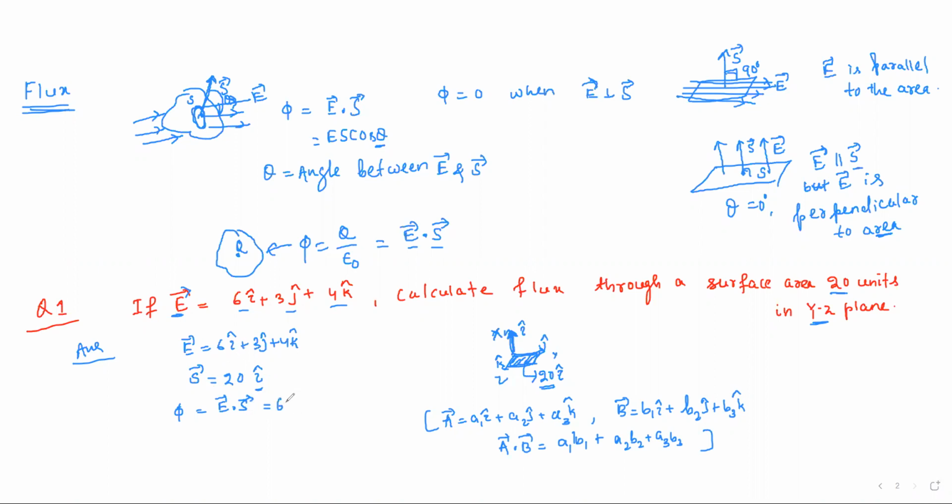So E vector dot S vector will be, in this case, 6 i cap plus 3 j cap plus 4 k cap dot 20 i cap. Here the j cap component is 0 and the k cap component is also 0, so we only have to multiply 6 into 20, that is 120. And the unit is Newton meter square per Coulomb. This is the answer. So let us move to the next question.